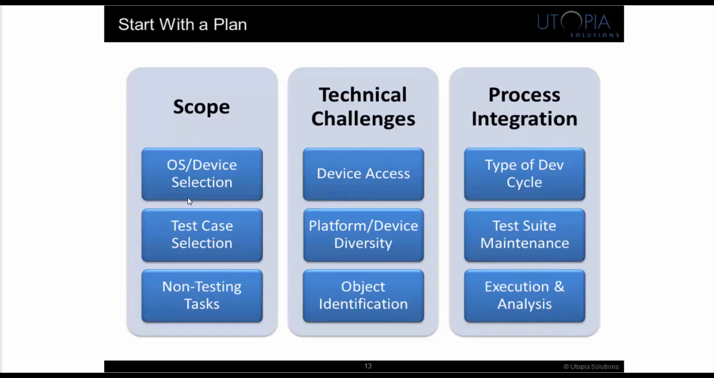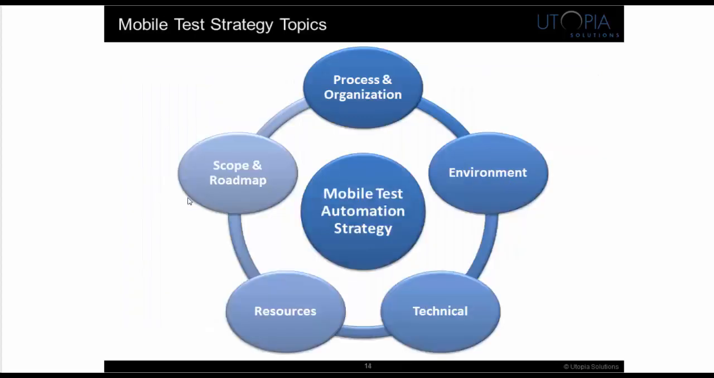Finally, from a process perspective, what type of development cycle do we have? How are we going to maintain the test suite that we build as we go through that development cycle? And then finally, from a test execution and analysis perspective, how's automation going to fit into there? And ultimately, that plan can become a more detailed strategy, and we typically look at 5 main components to that.